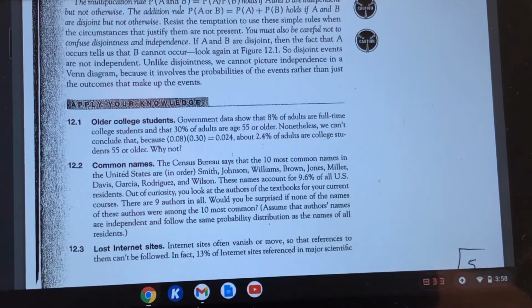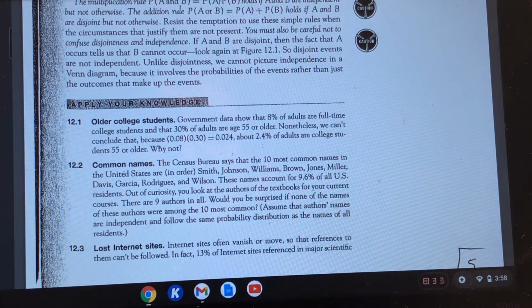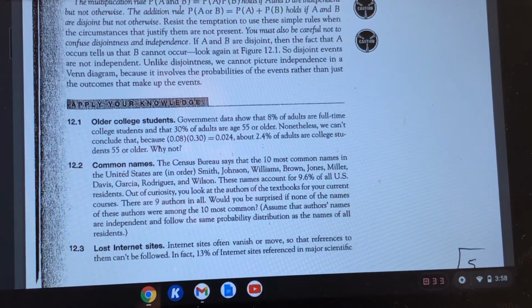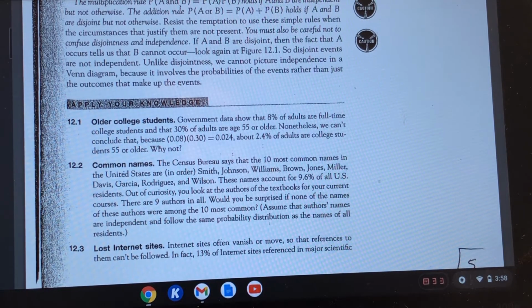Common names. The Census Bureau says that the 10 most common names in the United States are in order: Smith, Johnson, Williams, Brown, Jones, Miller, Davis, Garcia, Rodriguez, and Wilson. These names account for 9.6% of all U.S. residents. Out of curiosity, you look at the textbooks of your current courses. There were 9 authors in all. Would you be surprised if none of the names of these authors were among the 10 most common? Assume that they are independent.